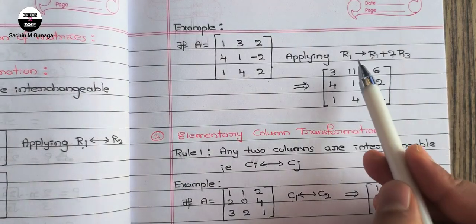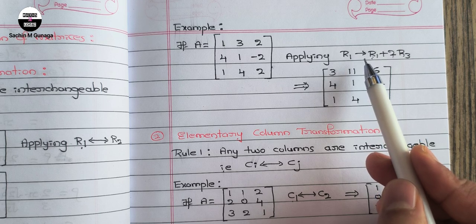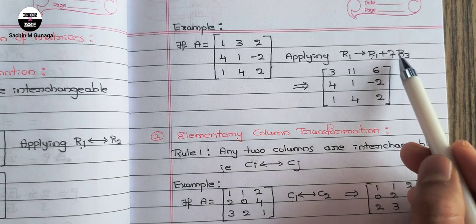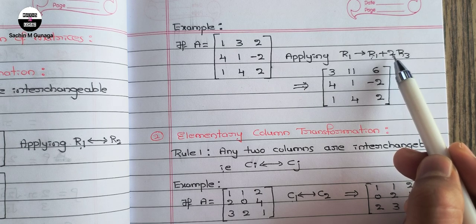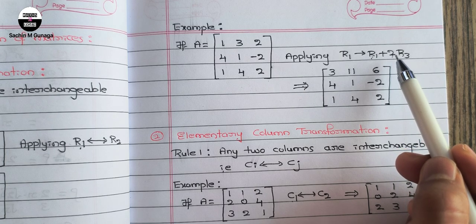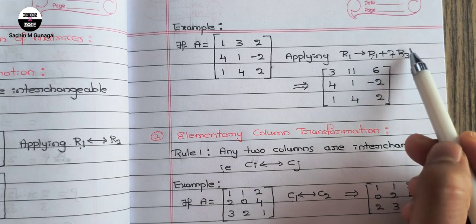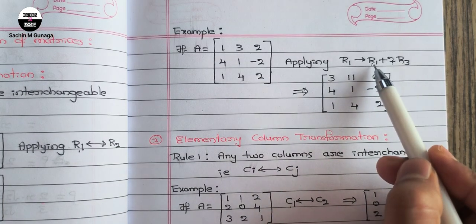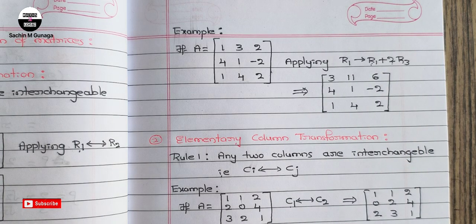So, this is rule number 3. This means we can multiply any row with a constant number. We can multiply any row. So, here this third row we are going to multiply with the constant number, and then we can add this row with another row. In this example, we are adding with row 1. So this is rule number 3.